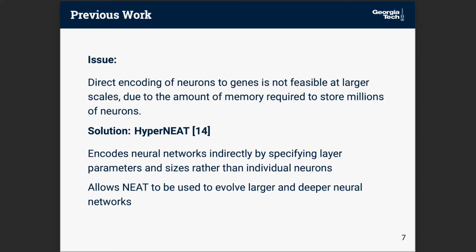However, the issue with this is that direct encoding of neurons to genes is not feasible at larger scales, due to the amount of memory required to store millions of neurons and the time it will take to evolve larger and deeper networks, one neuron at a time. So one solution to this is HyperNEAT. HyperNEAT encodes neural networks indirectly by specifying layer parameters and sizes rather than individual neurons. This allows NEAT to be scaled up and used to evolve larger and deeper neural networks.